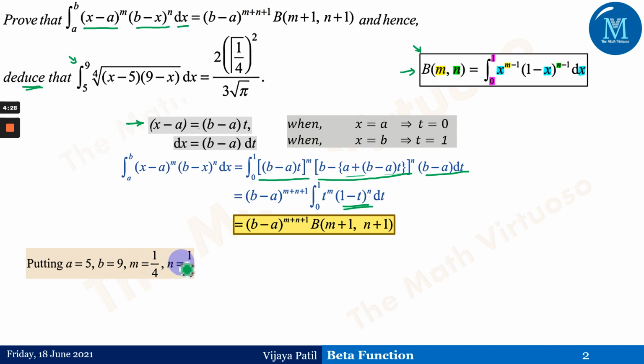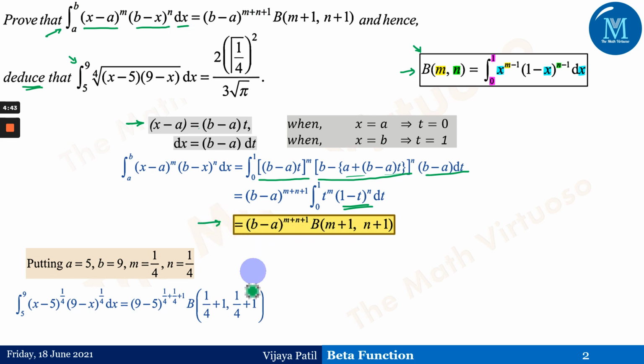So m equals 1 by 4 and n equals 1 by 4. In this identity we can easily check this particular proof. By putting the values of a, b and the values of m and n in this identity, we will get this type of identity.